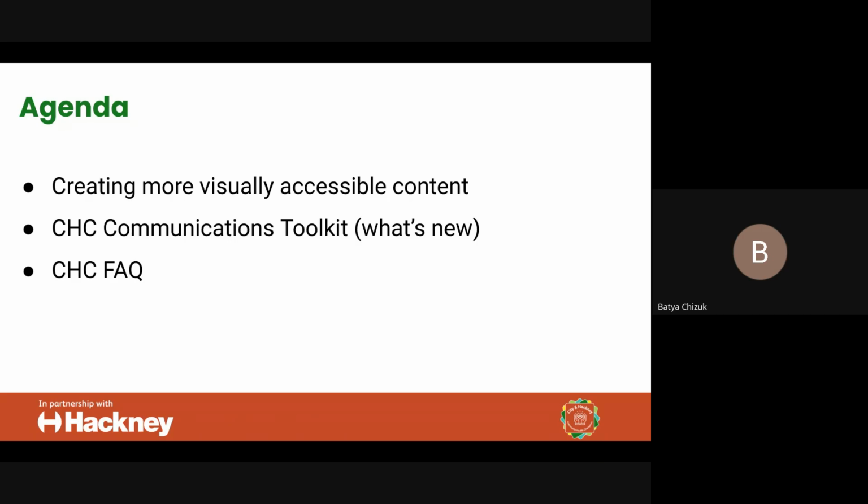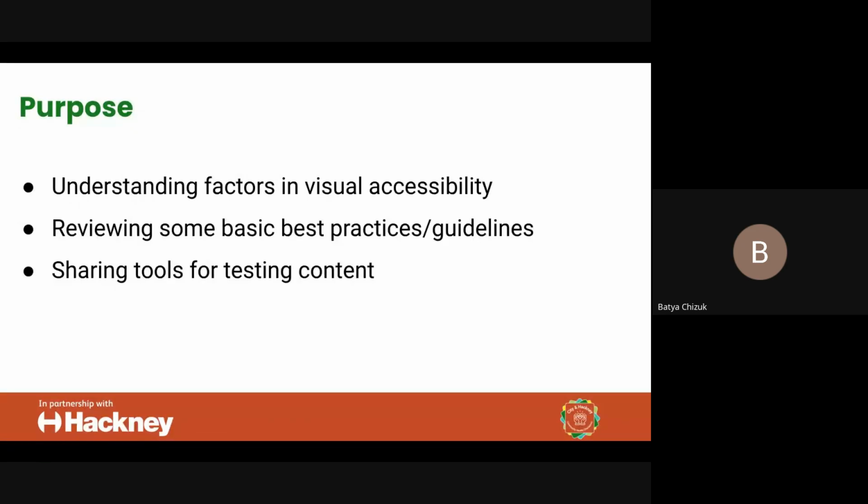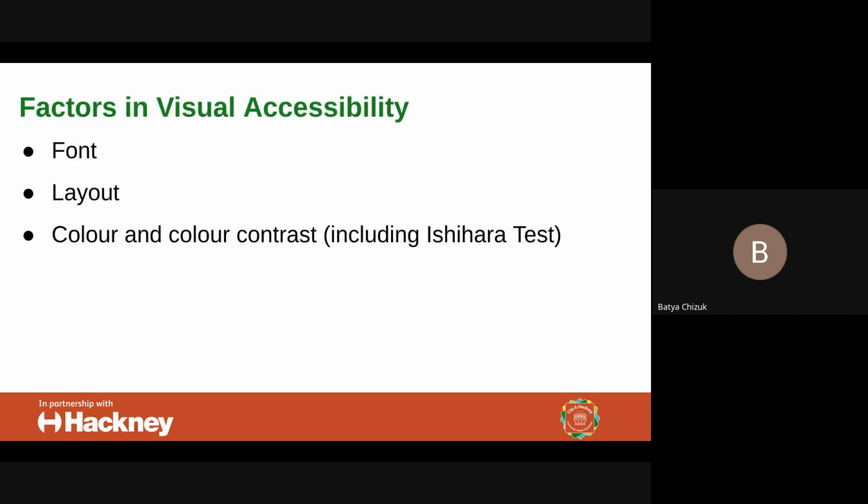Okay, so that was part of the Community Health Champions Communication Toolkit. Next. So we are trying to very simply understand the factors in visual accessibility and look at the best practice guidelines and some of the tools there are. Next slide. So when you're looking at it, you look at the font, you look at the layout, and you look at the color and color contrast.